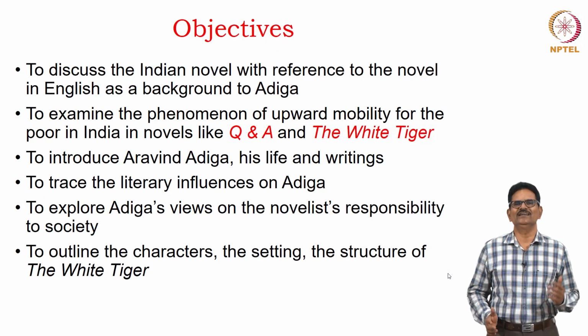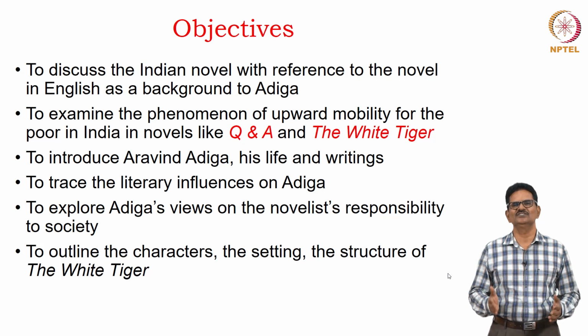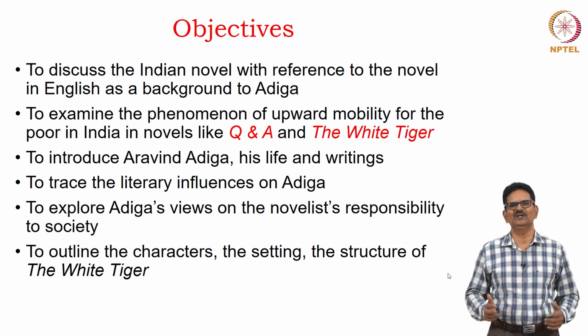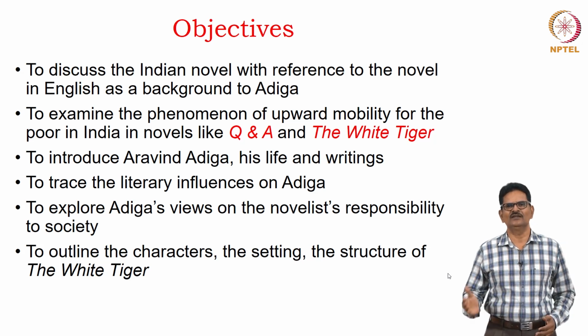To discuss the Indian novel with reference to the novel in English as a background to Adiga. To examine the phenomenon of upward mobility for the poor in India in novels like Q&A and The White Tiger. We have to remember The White Tiger is a famous novel for one reason, that is, it deals with social upward mobility. To introduce Aravind Adiga, his life and his writings.